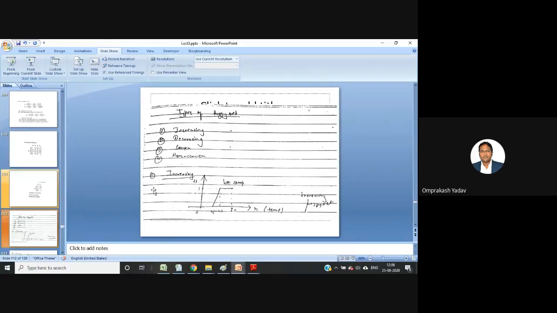So there are four different types of fuzzy sets. First one is increasing fuzzy set. Second is decreasing fuzzy set. Third is convex, and fourth is non-convex. First one is increasing, second decreasing, third convex, and fourth is non-convex.